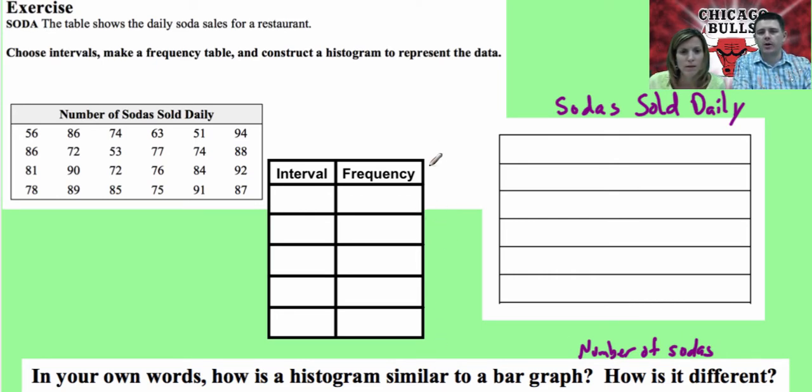Going up is going to be our frequency. And if this was a piece of paper, I could turn it sideways, but I know it's going to be even harder to read, so my label here should be frequency.